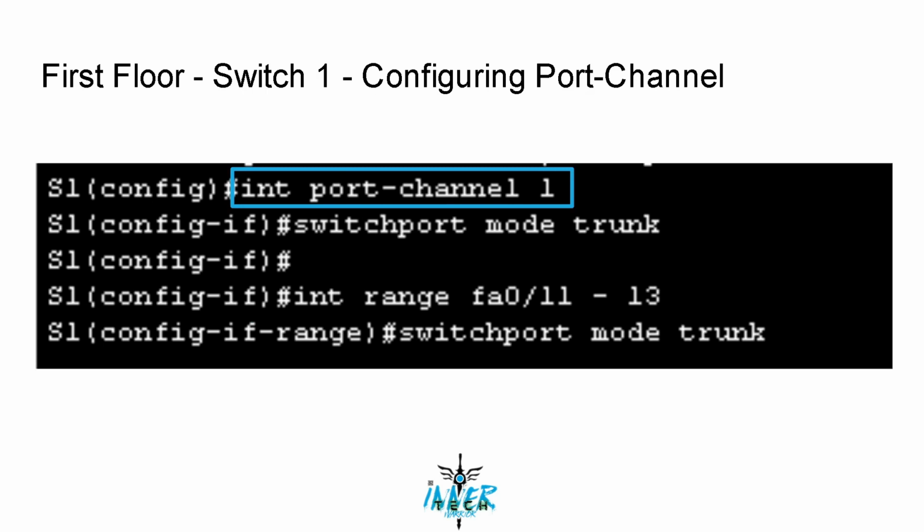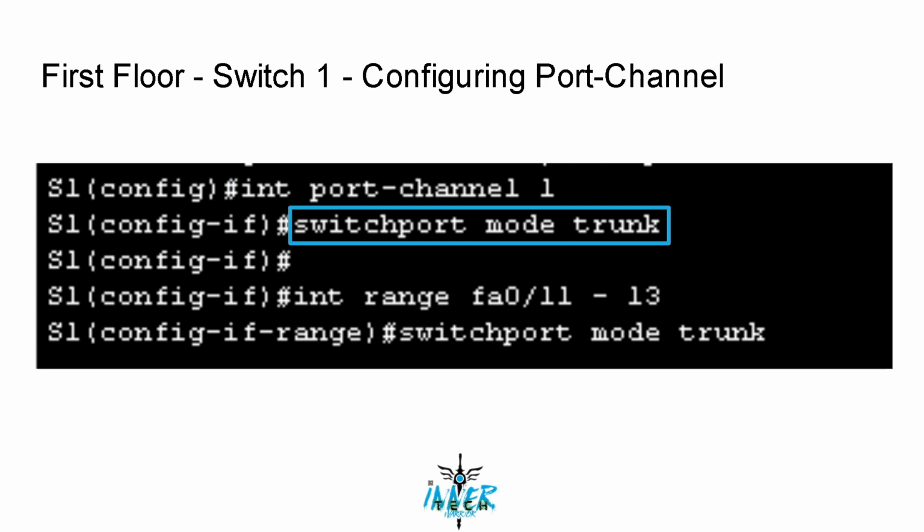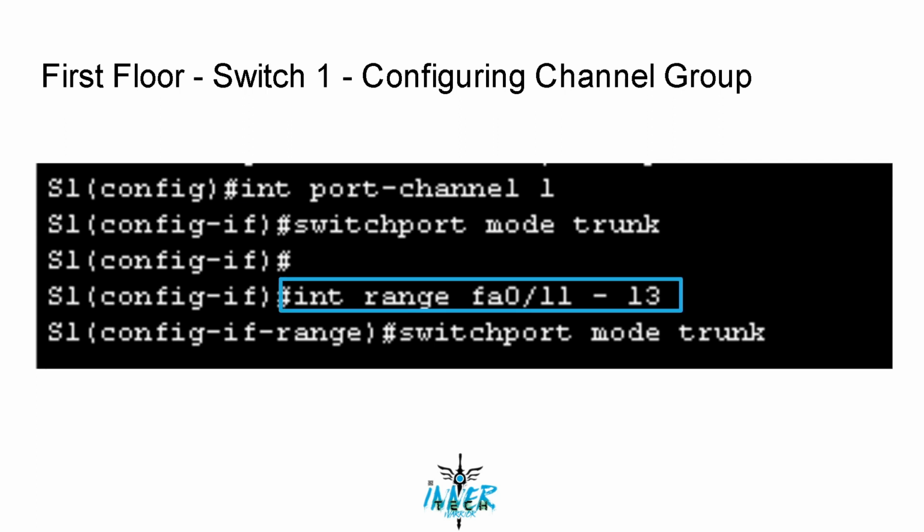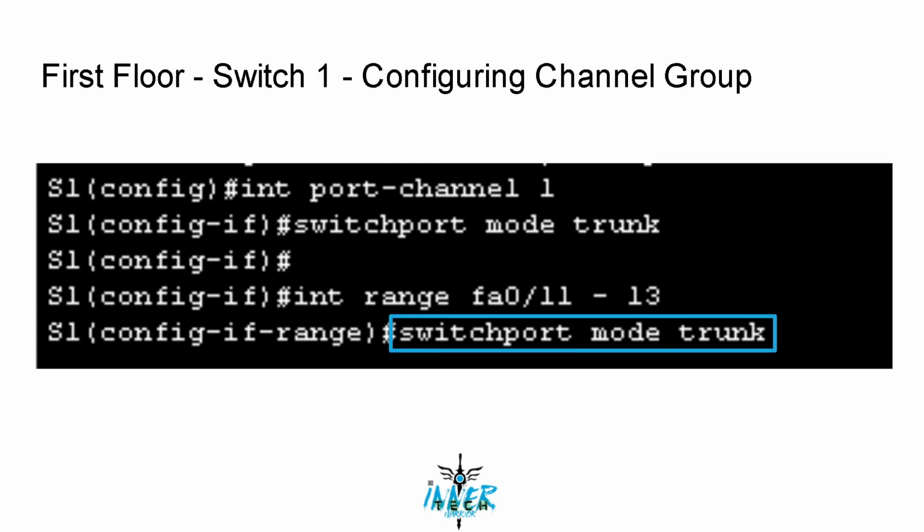Okay, first we need to enter port channel configuration mode. We do this by entering interface port channel 1, with the 1 representing the ID of this port channel group. Then, let's make this port channel a trunk since it'll be connecting 2 switches to one another. Now we have to apply the port channel and trunk settings to the interfaces that we're grouping together. Let's do this by entering configuration mode of all 3 interfaces with the interface range FA0/11 through 13 command. Now let's put in switch port mode trunk to make these interfaces a trunk port.